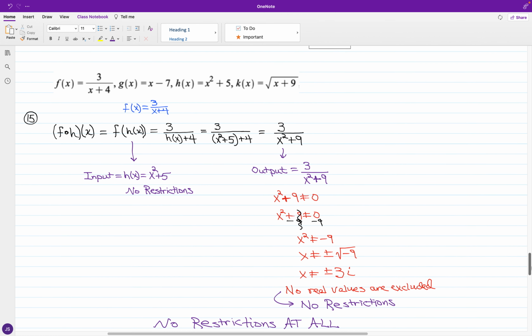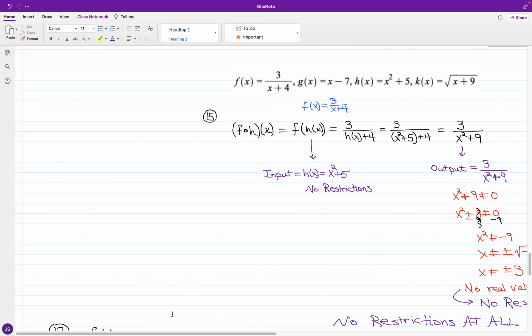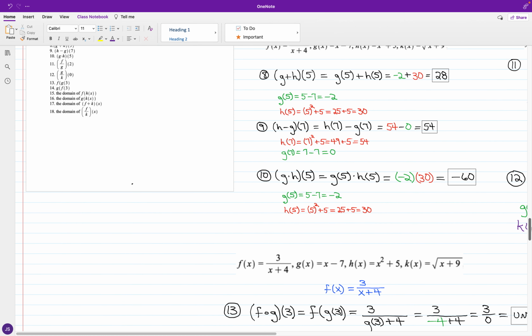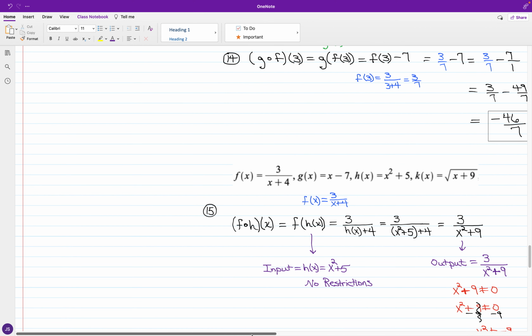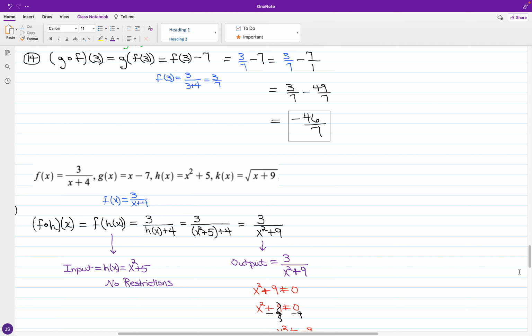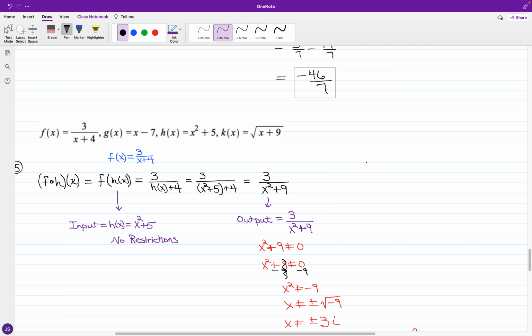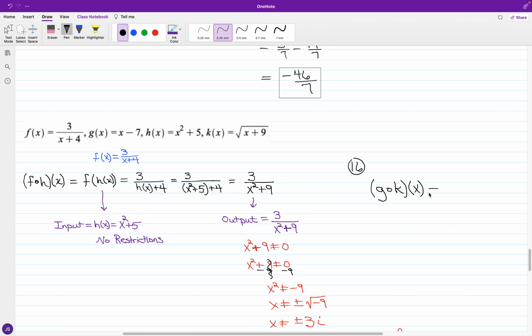Now, in the case of number 16, we have this next composition, where we're looking at g composed with k of x. So we now have g of k of x.